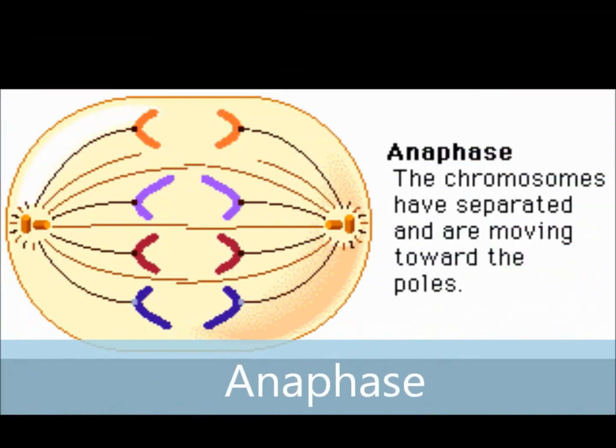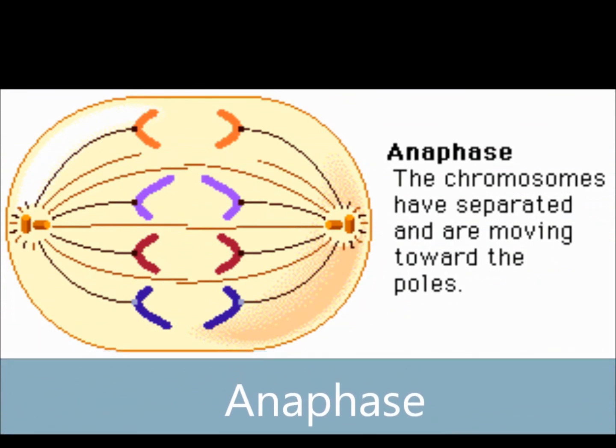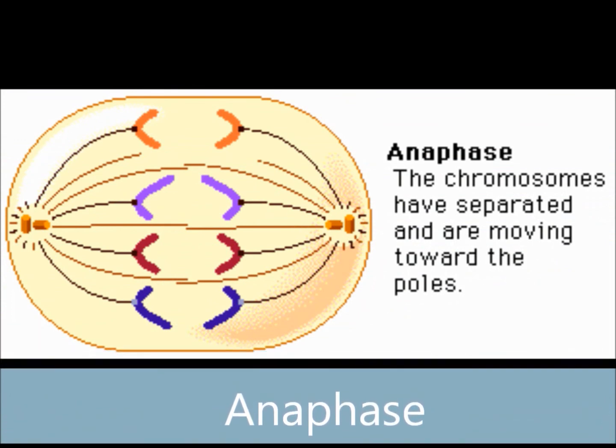Anaphase is the next step of mitosis. During anaphase, the two centromeres of each chromosome come apart, separating the two chromatids. Once they are separated, each sister chromatid is considered a full-fledged chromosome.